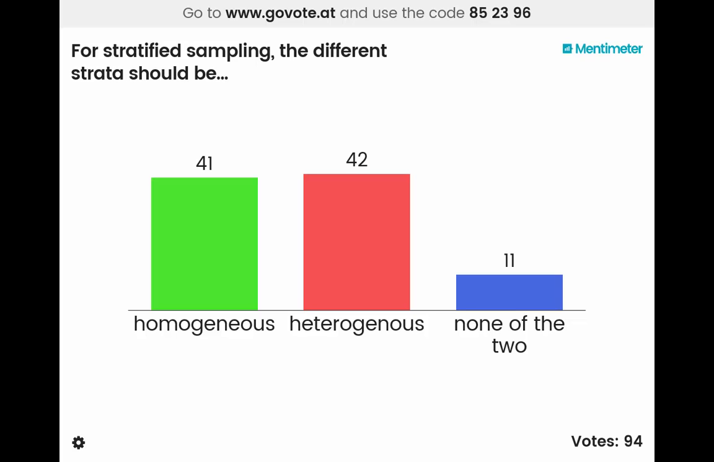When we talk about cluster sampling, your units should be heterogeneous inside the groups. But I will come back to that. That's sort of two of those probability samplings that we haven't talked about yet, but they were in the readings. Okay, next question.